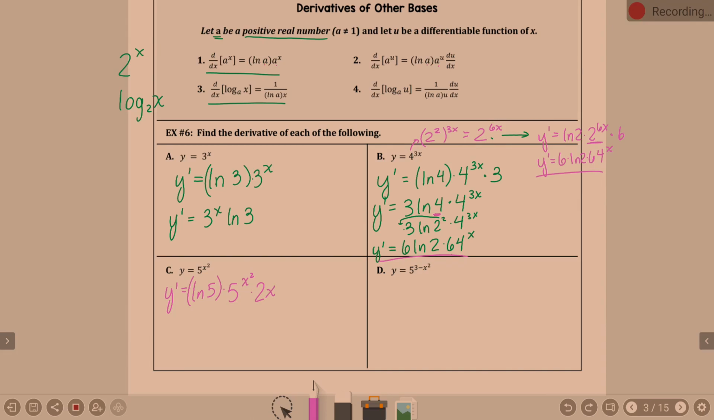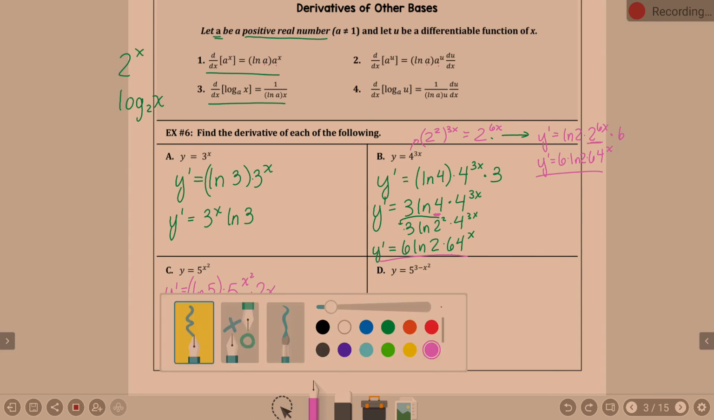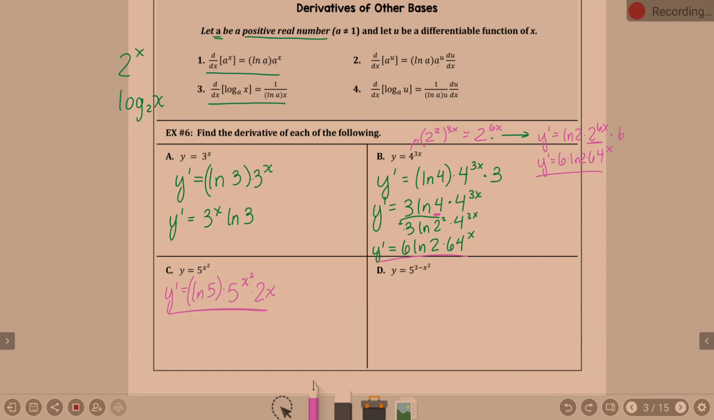Okay? That answer is really about as good as it gets. Yeah, you could rewrite it a couple of ways, but you could also leave it as is. Okay? D. Oh boy. 5 to the 3 minus x squared.